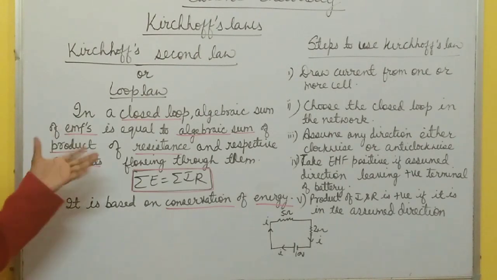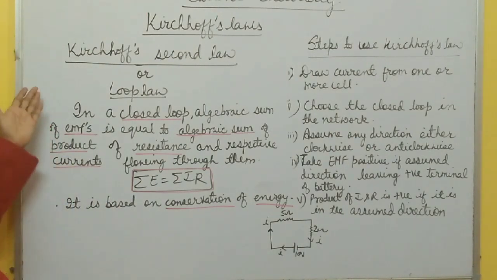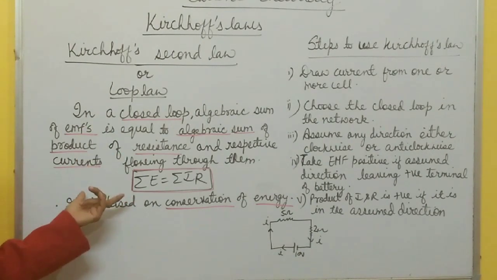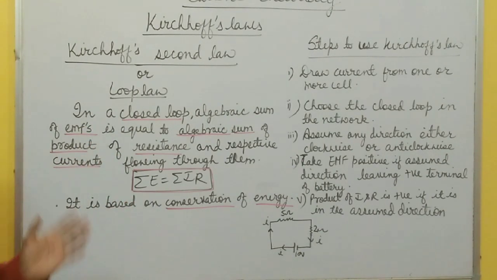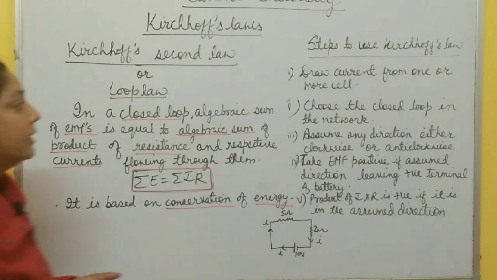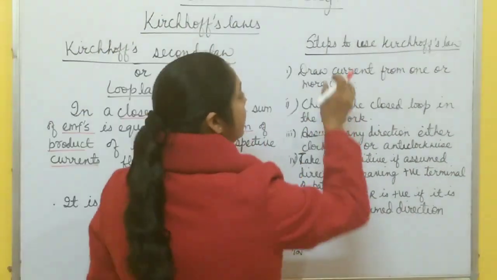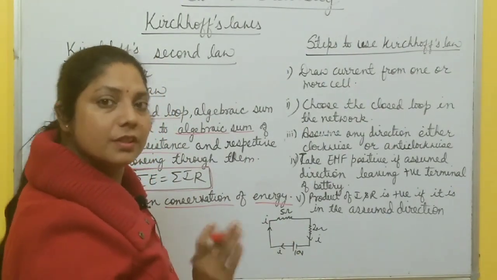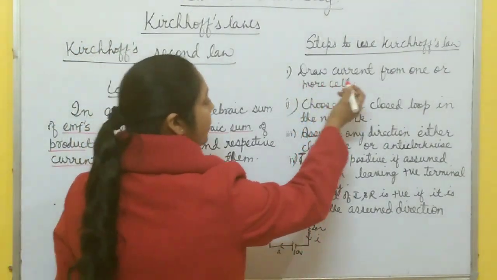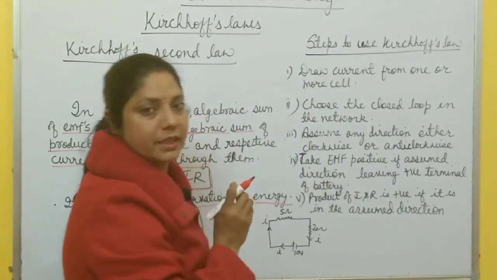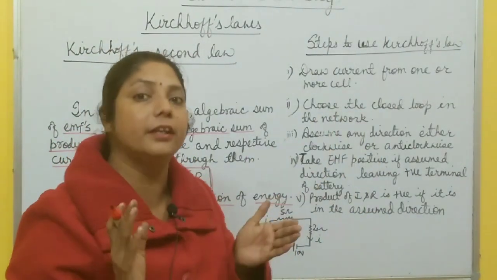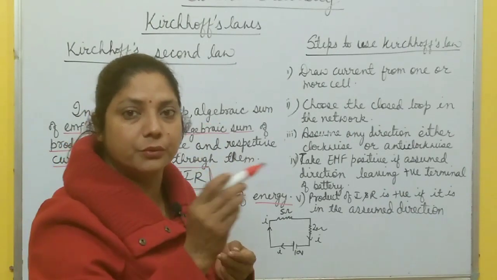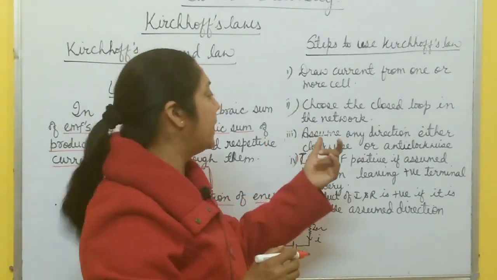But how do you apply this law? Simply you just write this is about the second law. It is just a statement, but how it is applicable in a closed circuit, for that some steps are there. Now these are the different steps while applying Kirchhoff's rule. First one is draw current from one or more cells. If a number of cells are connected in a loop, now you have to draw the different currents flowing through that cell.